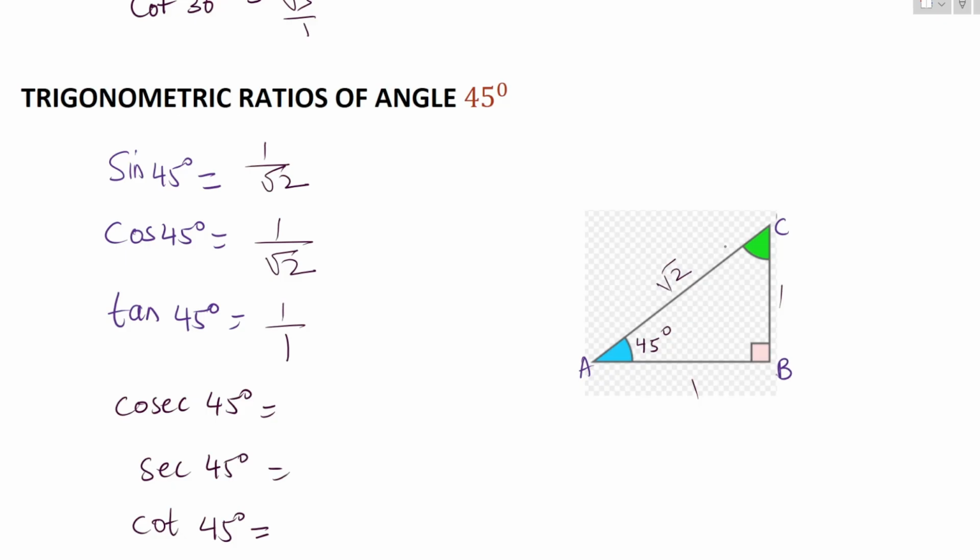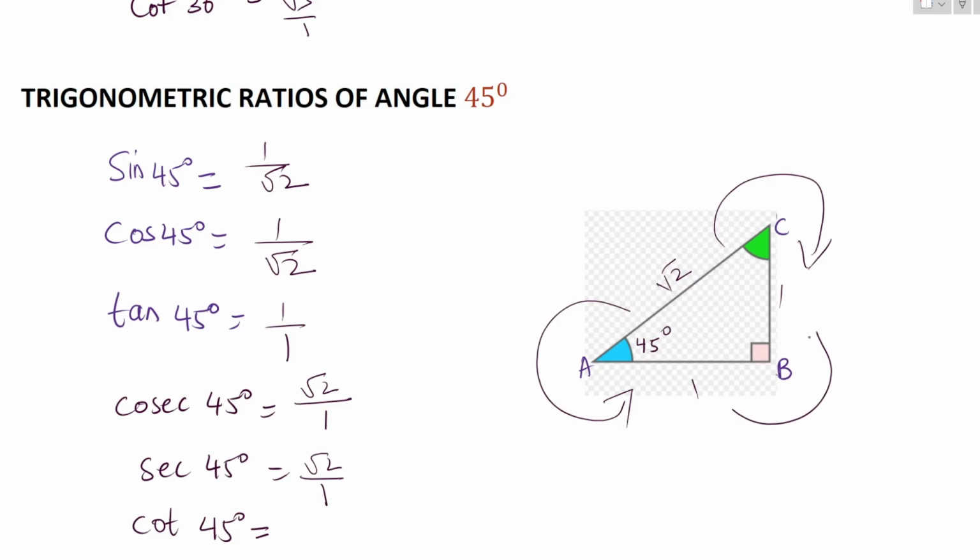Cosecant 45 degree will be equal to hypotenuse by opposite, root 2 by 1. Secant 45 degree is equal to hypotenuse by adjacent, root 2 by 1, and cot 45 degree equal to adjacent by opposite, 1 by 1.